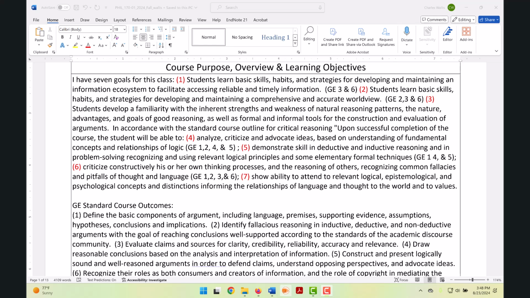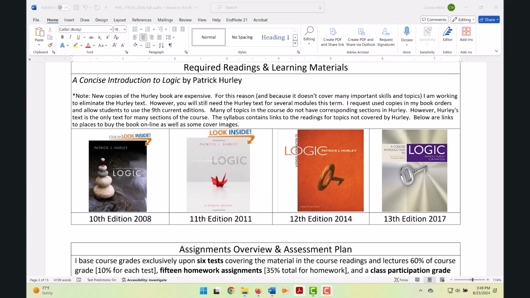As I've noted previously in this orientation, our class relies on two texts. Most of the class uses chapters that I have written and that I provide to students free of charge. However, those sections of the class for which I have not yet completed chapters still rely upon sections from the Hurley textbook. I've included pictures here of various editions so that you can go and find a used copy of the Hurley textbook so that you don't have to pay nearly so much money.